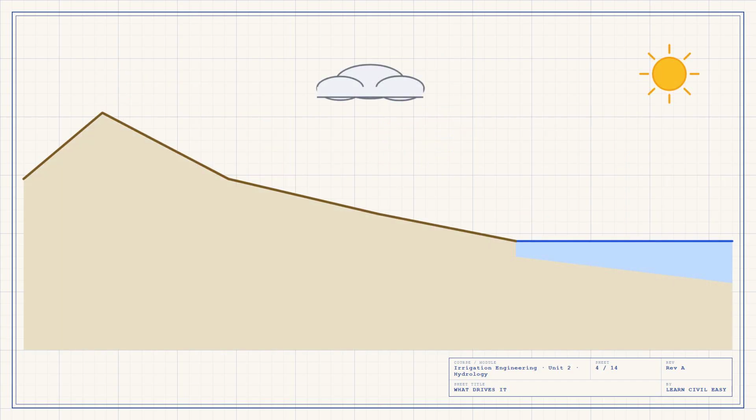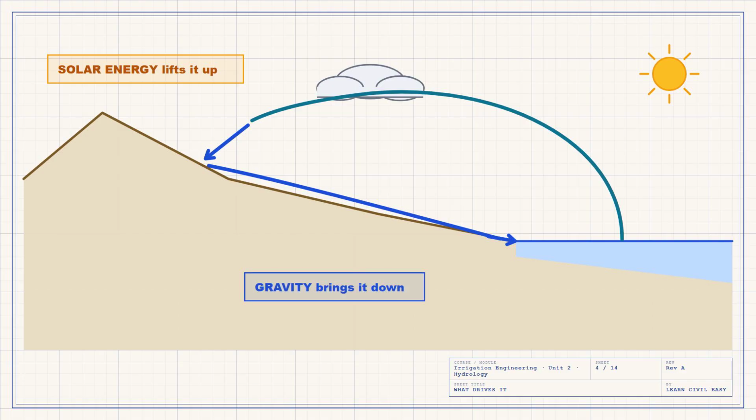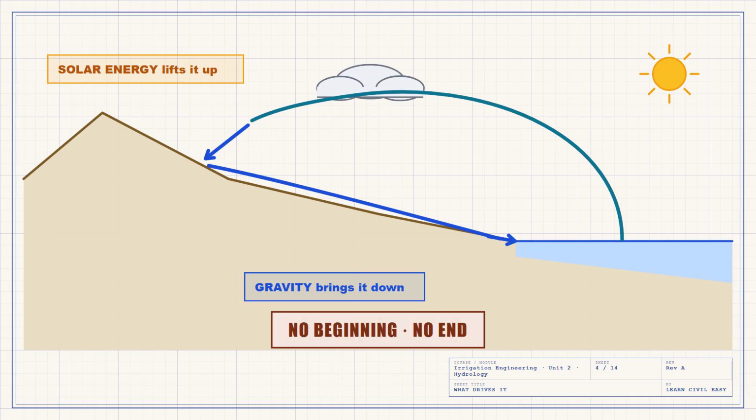Now notice two things about this diagram because examiners ask for both. First, what drives it? Two things only: solar energy, which lifts the water up, and gravity, which brings it down and moves it back to the sea. Second, and this is the sentence to remember, the hydrological cycle has no beginning and no end. It is a closed circulation, which means the total quantity of water on Earth stays effectively constant. Water is never created and never destroyed here. It is only moved and changed from liquid to vapor and back.